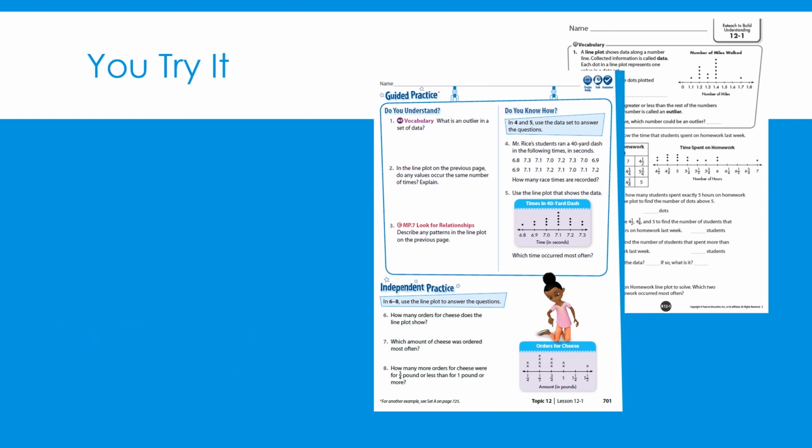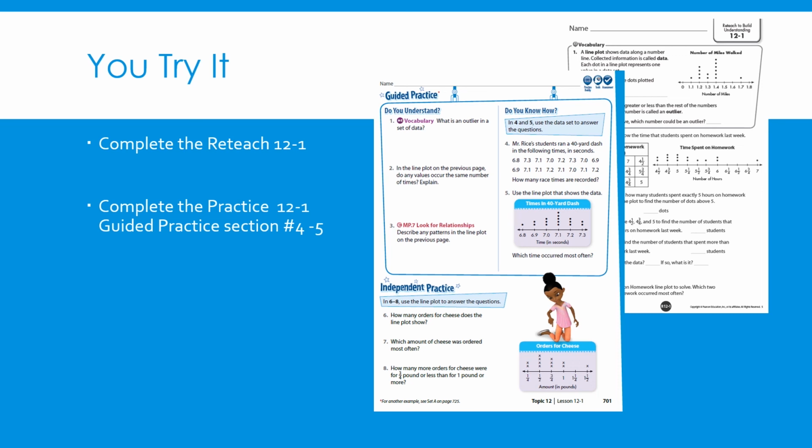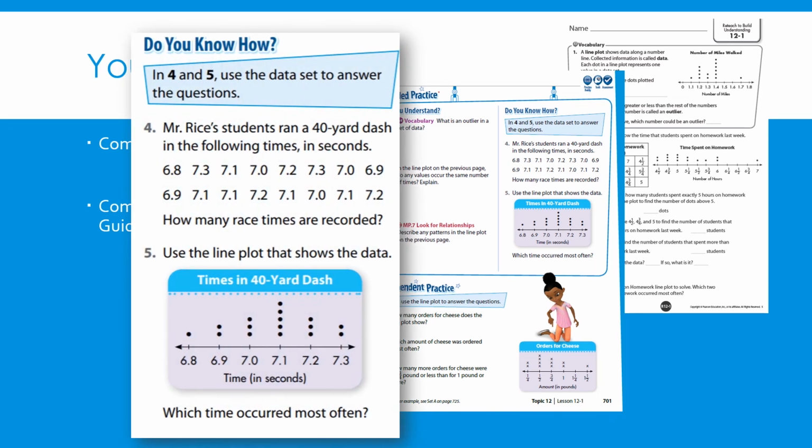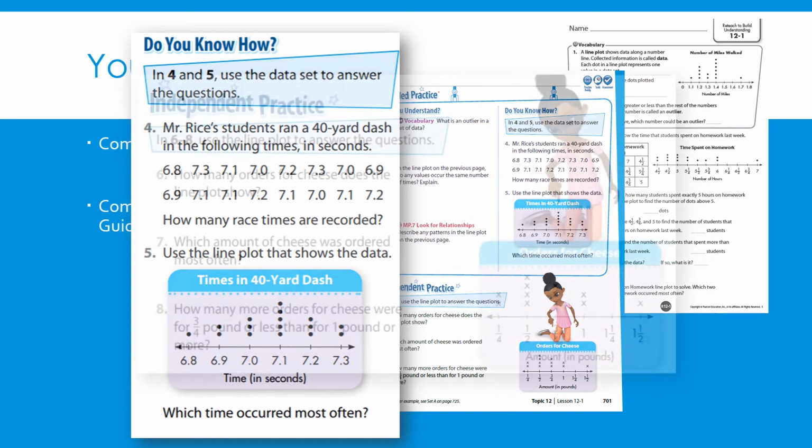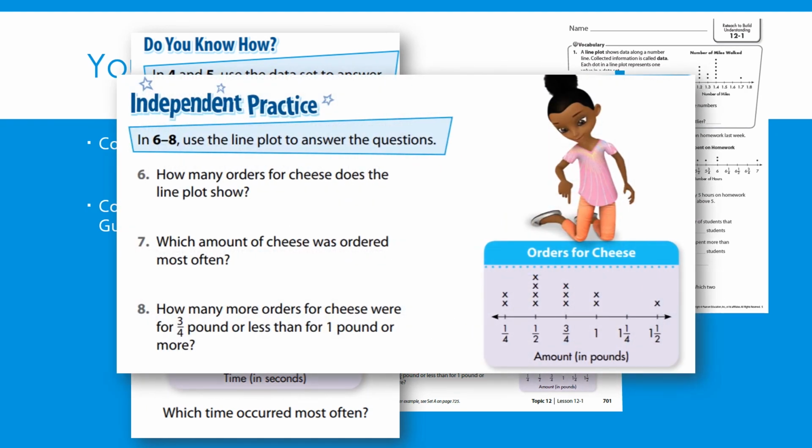All right, boys and girls, and now it's your turn to try. Start with Reteach page 12-1. The top has some vocabulary review, and the rest of the page has an opportunity for you to practice your new learning. Next, move to practice page 12-1. Start with the guided practice. Make sure you do numbers 4 and 5. When you're comfortable and ready, move on to your independent practice section. You will need to turn this into your teacher for grading. When you're done with that, feel free to do the rest of the practice page for extension and review.